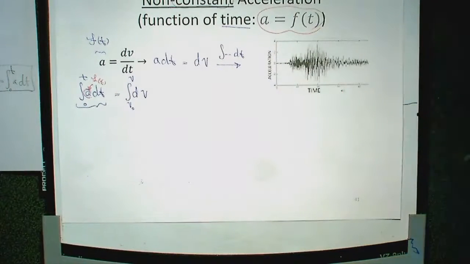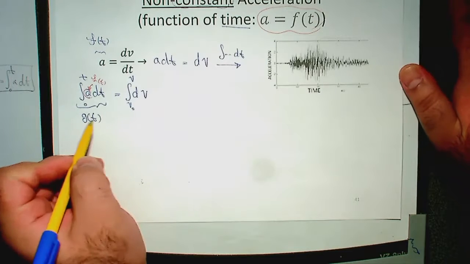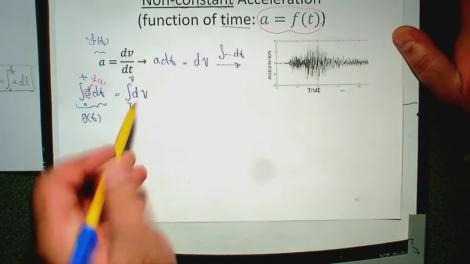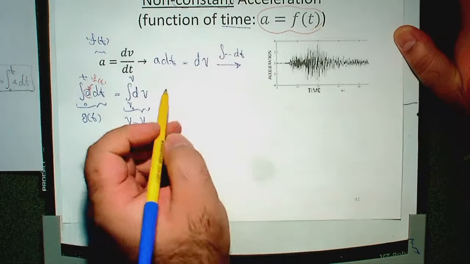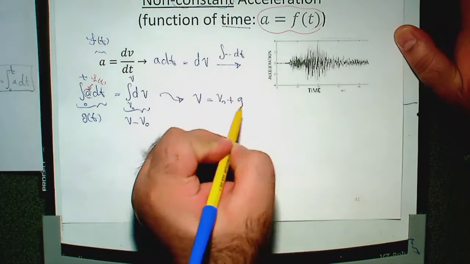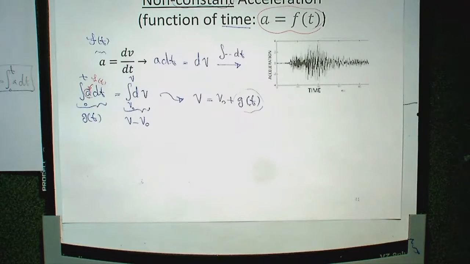If you integrate some function, which is a function of time, with respect to time, the output is again a function of time, but another function. We call it g of t. This g doesn't relate to gravity. It's just a symbol I use. You can put L or whatever. And this is the fundamental theorem of calculus: V minus V naught, then V equals V naught plus g of t. For different examples, you have different functions of time. We will see one example after this.